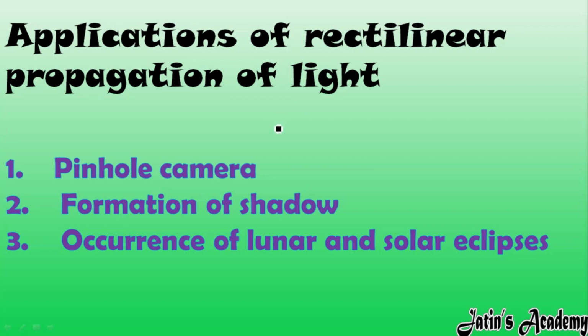This question is very important from the exam point of view. The question will come like this: on which principle does a pinhole camera work? The answer will be this. On which principle are shadows formed? The answer is rectilinear propagation of light, and the same with the third, lunar and solar eclipse. So now one by one we are going to study all these applications of rectilinear propagation of light. Firstly, we are going to start with the pinhole camera.